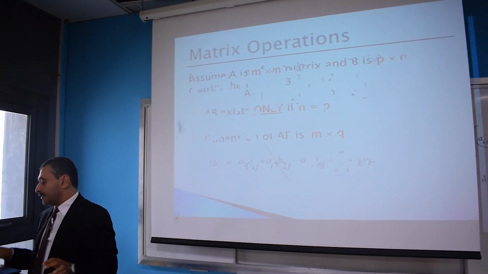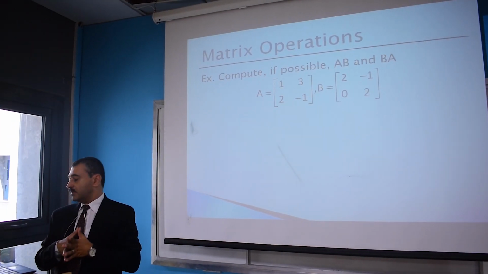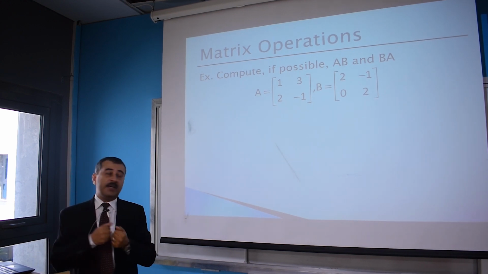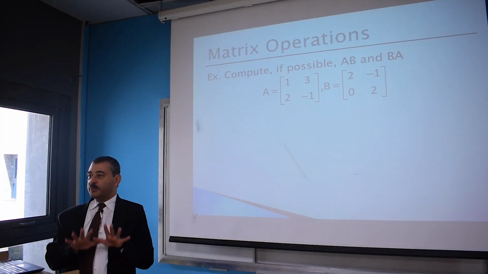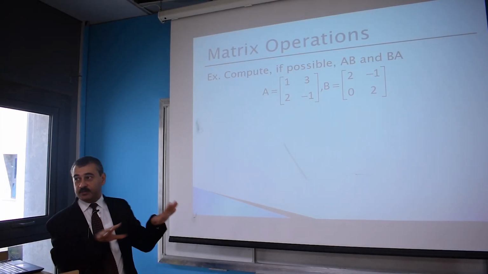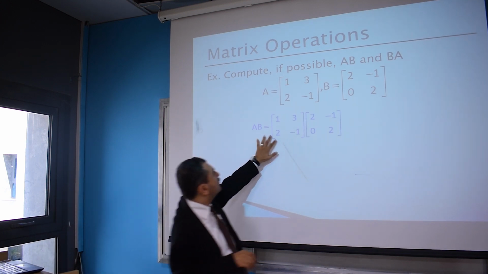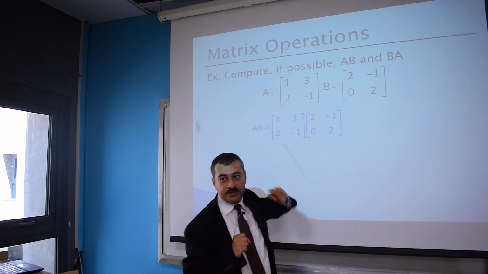Let's try an example. Let's find AB and BA for these matrices. To find AB, you have to write A to the left and B to the right, okay? So write A to the left and B to the right and do the multiplication.